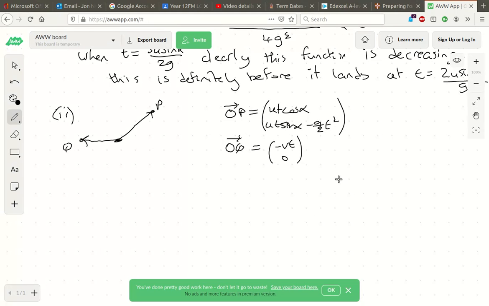It's just a position, if you like, is speed times time. I mean, it's dead straightforward, OQ's vector. It really is. And that allows me to find QP's vector because it's just going to be OP minus OQ. And so it's going to be UT cos alpha plus VT and UT sine alpha minus g over 2t squared, and that is the vector QP.